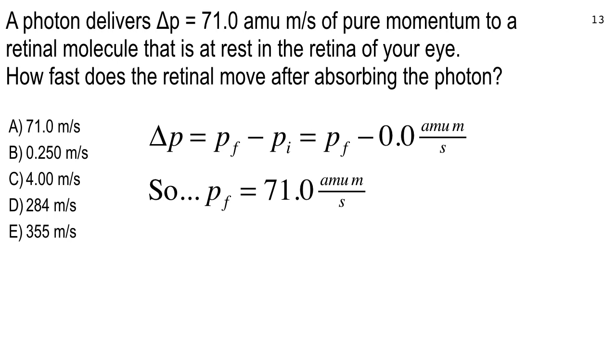Okay, and so the final momentum over here on the left is equal to 284 AMUs times whatever the new velocity is. Right, so if the photon comes in from left to right and slams into the molecule, it's going to go off at some new speed. It's not going to be very fast because it's got a lot more mass than the amount of momentum. So the speed is going to be less than one.